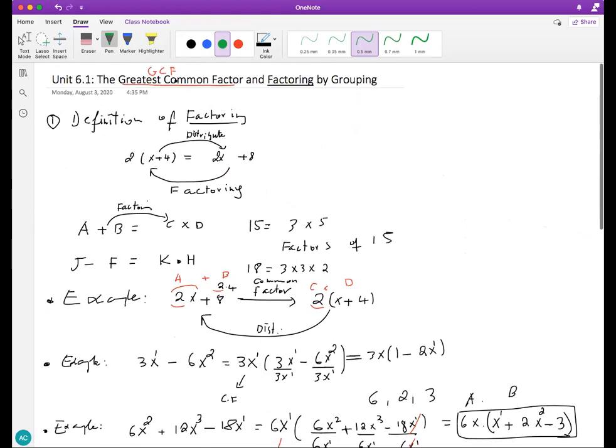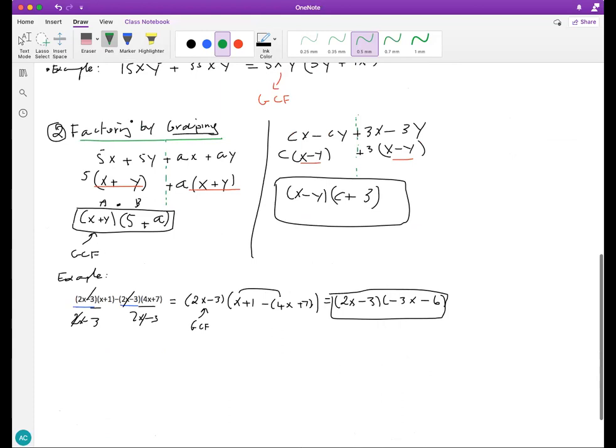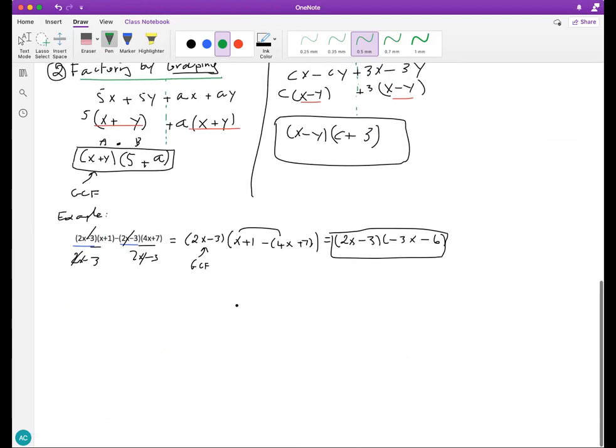So GCF is usually what we try first. If it doesn't work, then we'll look for factoring by grouping if it's possible. If not, we do what we call binomial factoring and trinomial factoring. Those are special factoring methods that we're going to learn in the next class.